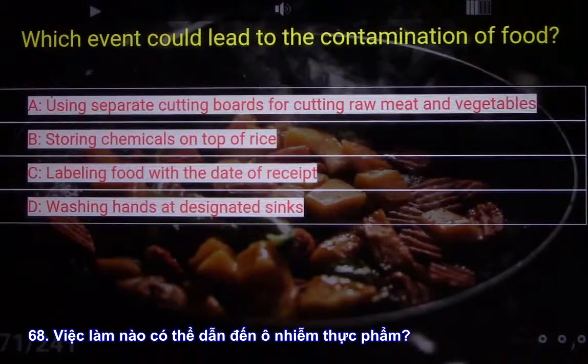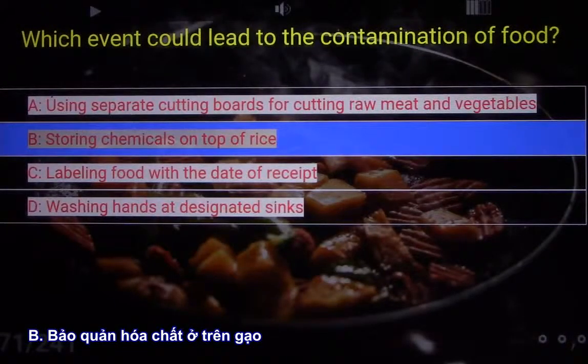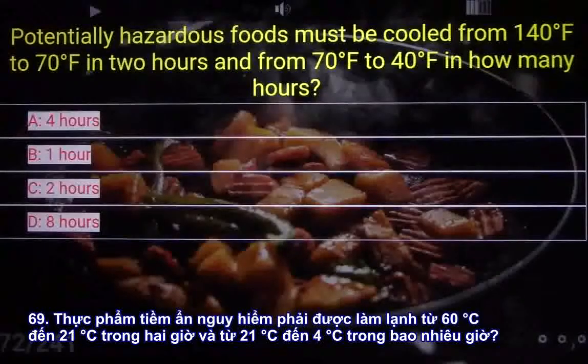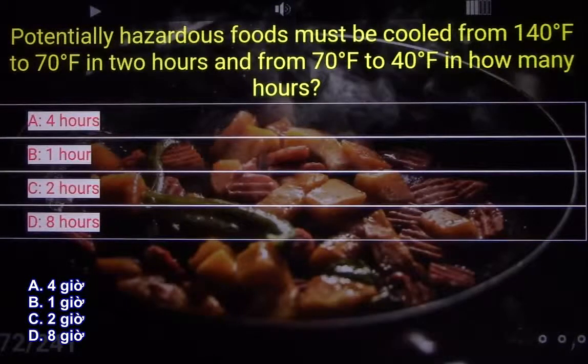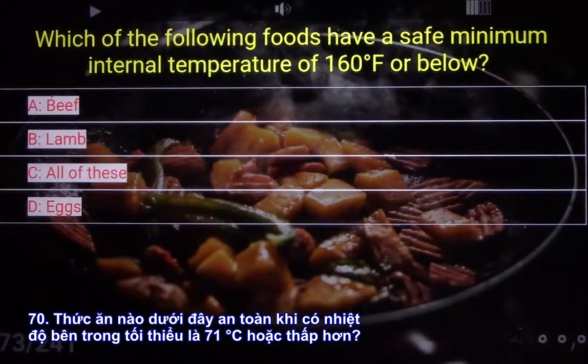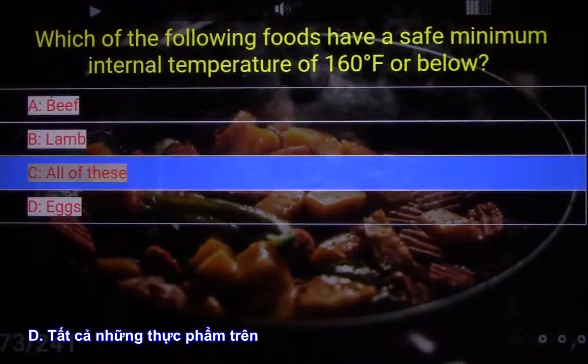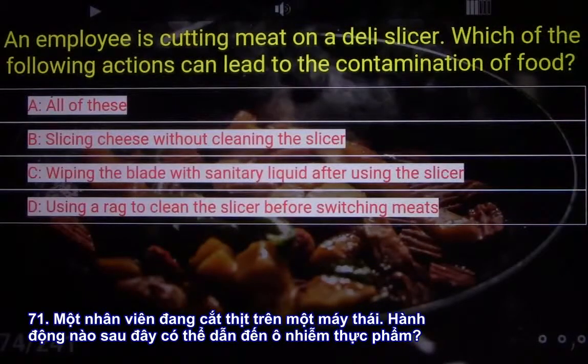Which event could lead to the contamination of food? B. Storing chemicals on top of rice. Potentially hazardous foods must be cooled from 140 degrees Fahrenheit to 70 degrees Fahrenheit in 2 hours and from 70 degrees Fahrenheit to 40 degrees Fahrenheit in how many hours? A. 4 hours. Which of the following foods have a safe minimum internal temperature of 160 degrees Fahrenheit or below? C. All of these.